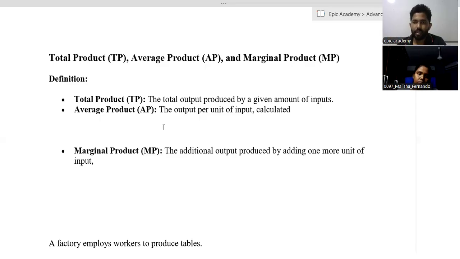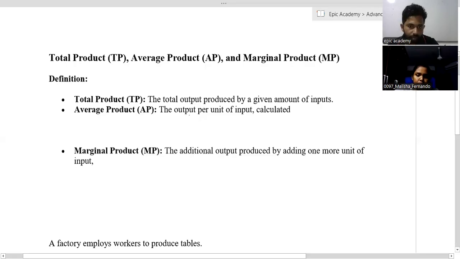As an example, in a bakery, in one day, with a given input, you can produce 100 breads. That quantity of 100 can be identified as TP. TP means total production. Right. Average production means average output per unit of input. How can we calculate that one? AP means average production. AP equals TP divided by Q.